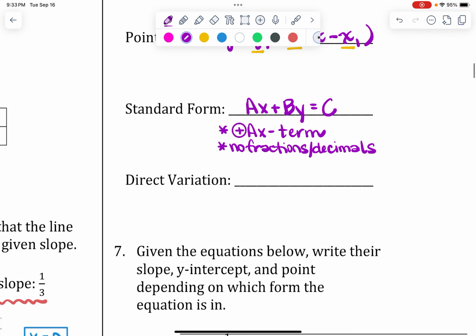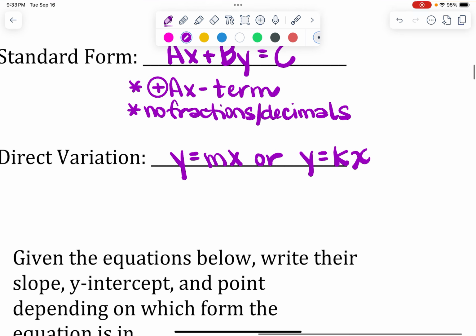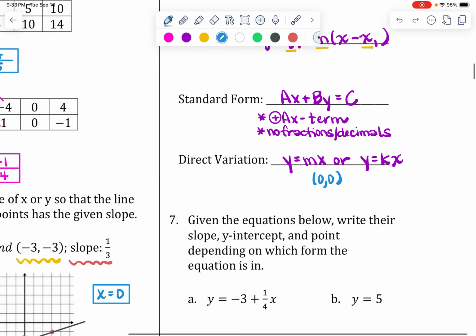And then, of course, we have direct variation, which you can either write as y equals mx, or you can write it as y equals kx. Remember, sometimes they just change it to a k, which represents the constant of proportionality. And remember, direct variation equations always pass through the origin, which is why we don't have a b. We didn't write y equals mx plus b, because the b is literally always 0. So it's just mx or kx, whichever way you want to write that.